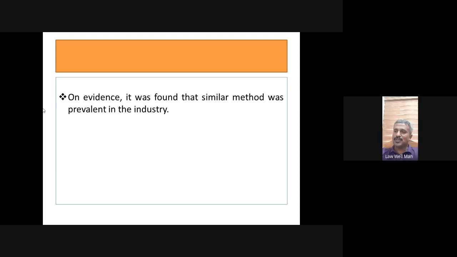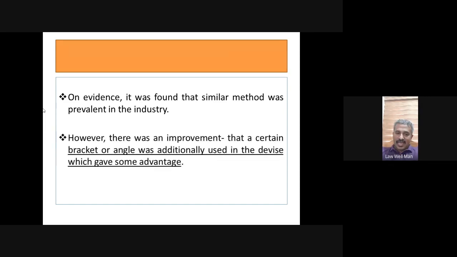On evidence, it was found that a similar method was prevalent in the industry. And what has happened is, there was an improvement: a certain bracket or angle was additionally used in the device, which gave some advantage. Though the method which he has brought into this particular area is known here, he has made certain additions, what you can call a workshop improvement. The quantum of improvement by himself is not very substantial.